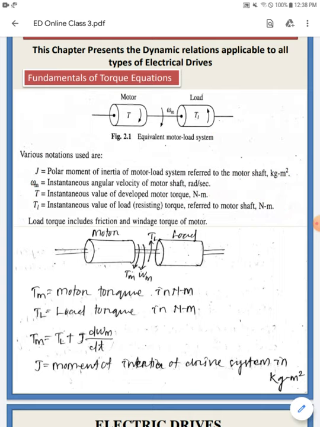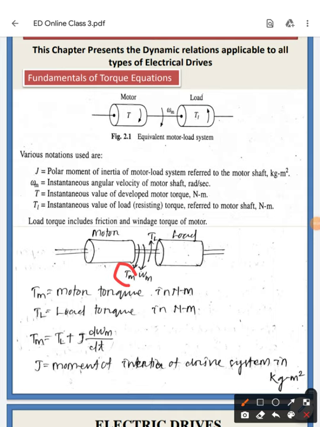Now in this case also I have drawn the same figure, but instead of T I have written Tm, and omega m is the angular speed, TL is the load torque which is opposing the motor torque. So this is my motor part, this is my load part. Tm is the motor torque in Newton meter, TL is the load torque in Newton meter.